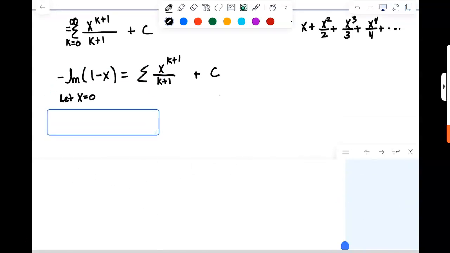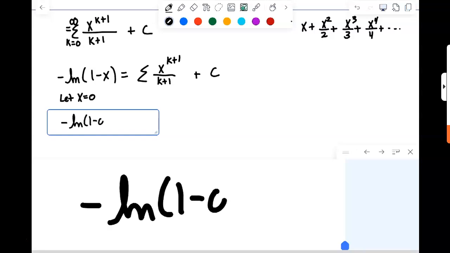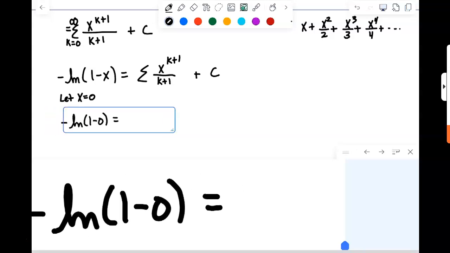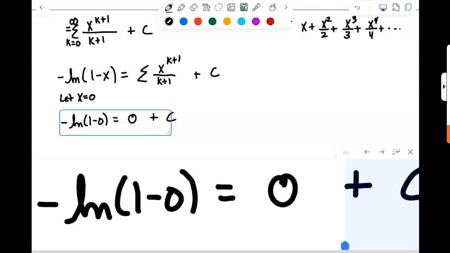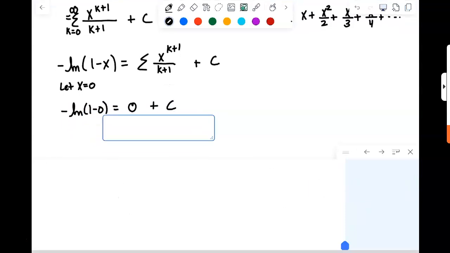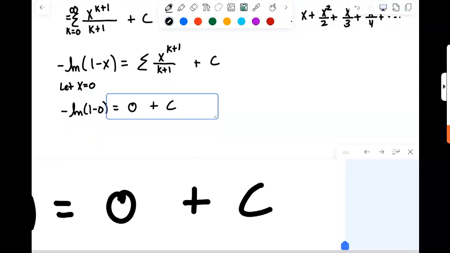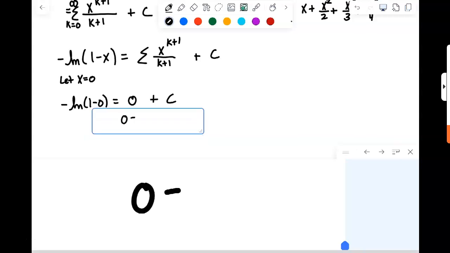If I plug 0 in there, I'm going to have negative ln of 1 minus 0 equals 0 plus c. But ln of 1 is 0. So you're going to have 0 equals 0 plus c. So it turns out in this case the constant of integration is 0.